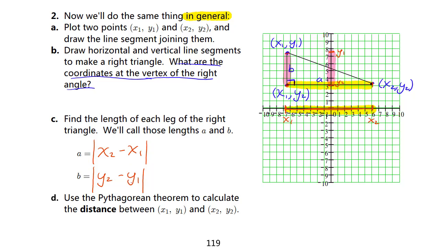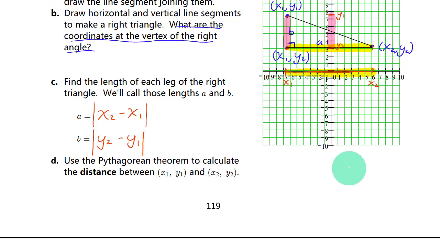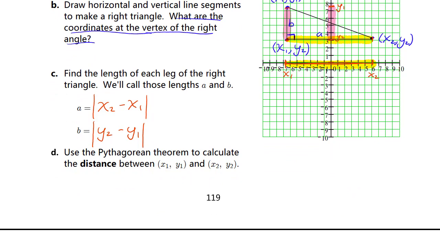Okay, so now that we have that, let's use the Pythagorean theorem to calculate the distance between x1, y1 and x2, y2. Well, let's see. What we're going to do is say this absolute value squared, like a squared plus b squared. Remember, the Pythagorean theorem says that a squared plus b squared equals c squared, right? We're trying to find that distance, and the b is that one, the a is that one.